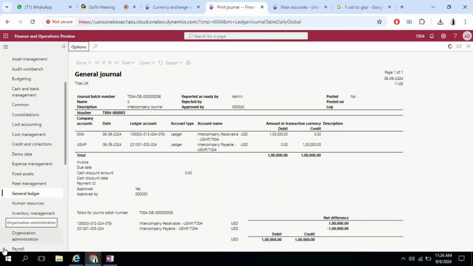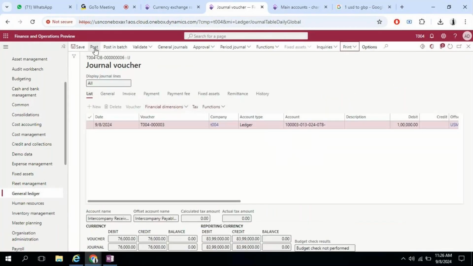Okay, so now the report is ready. One impact will be going to the T004 entity, where the amount will be increased, and at the USMF entity, the amount will be decreased. So these two transactions will happen. Now I will close this option and I will post.